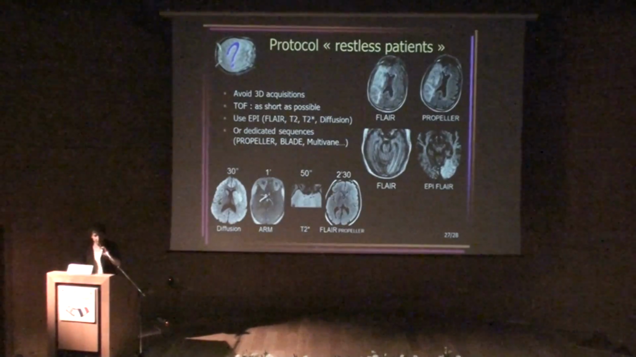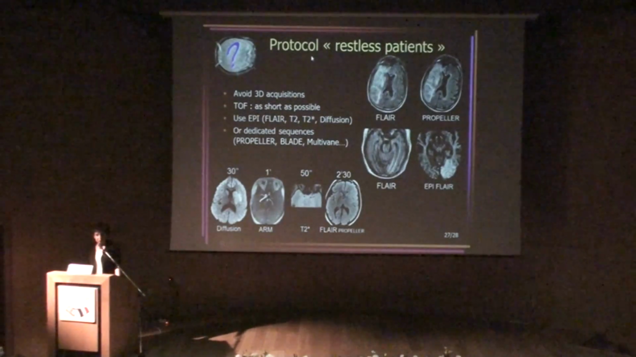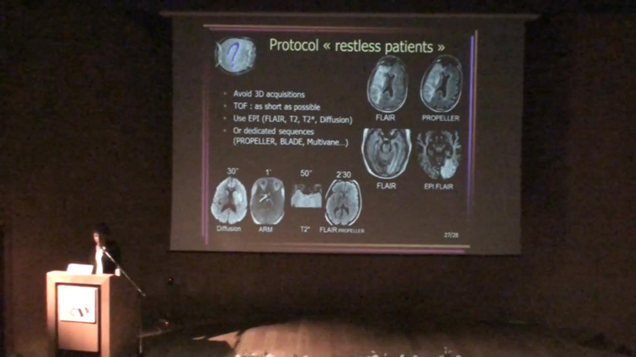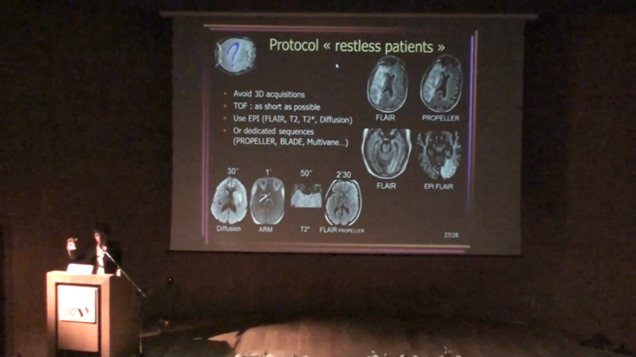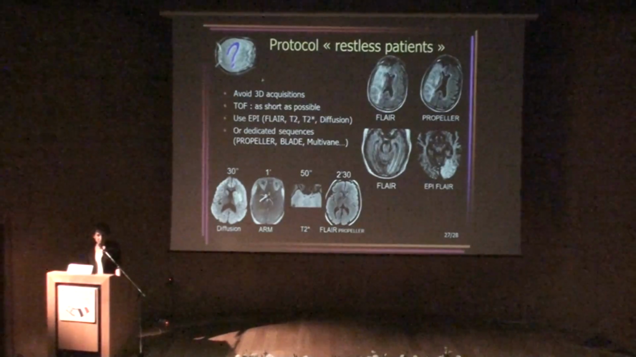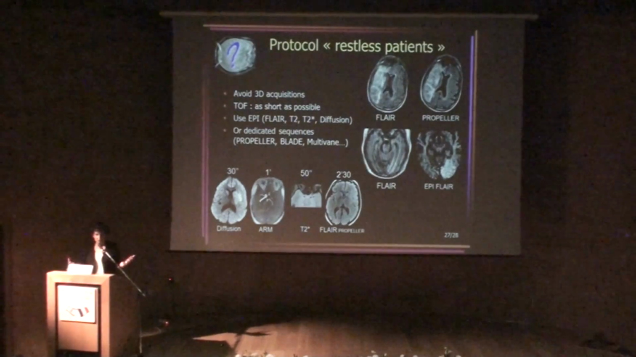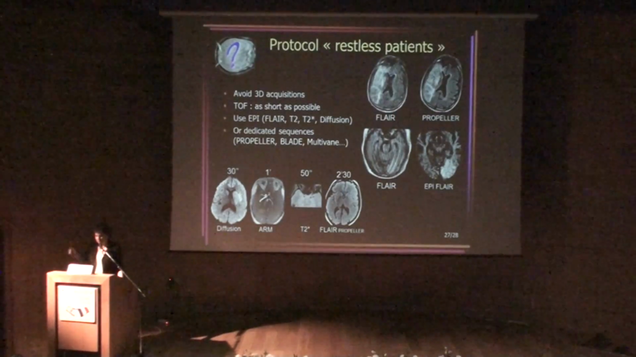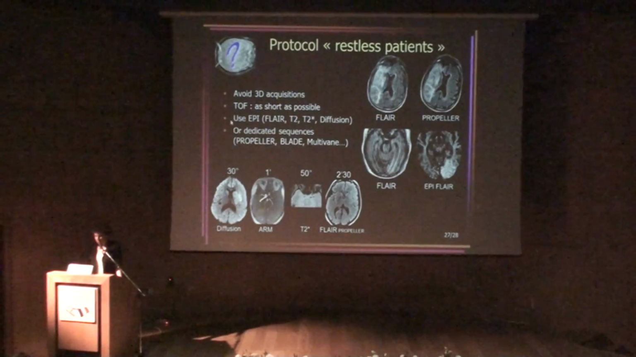And the last message is that if you want to scan the largest number of patients on MR, you need to design on your machine a protocol for restless patients. Because I've seen too many times people facing a restless patient and trying to adapt the sequence to make it quickly, and by the time you've done it, the patient has left. So I think you should design it and call it restless patient or whatever.